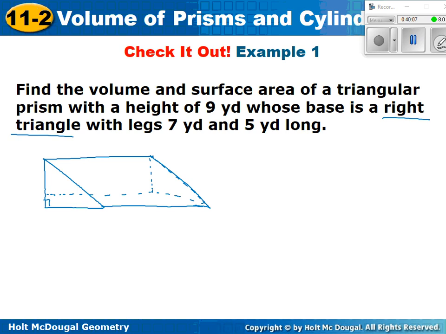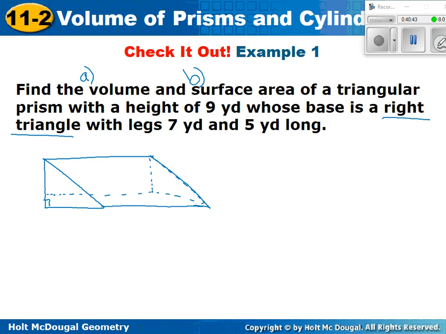And maybe you won't even need the entire picture, but if you do, draw it. If you're not sure what it looks like, look in your book. There's probably a picture of a triangular prism in your book. And if that's not good enough, then just Google, right? Triangular prism, look at a picture, draw it, okay? All right, let's label it. So it says find the volume and surface area. So again, two things. Of a triangular prism with a height of 9 yards and a base that is a right triangle with legs 7 and 5.